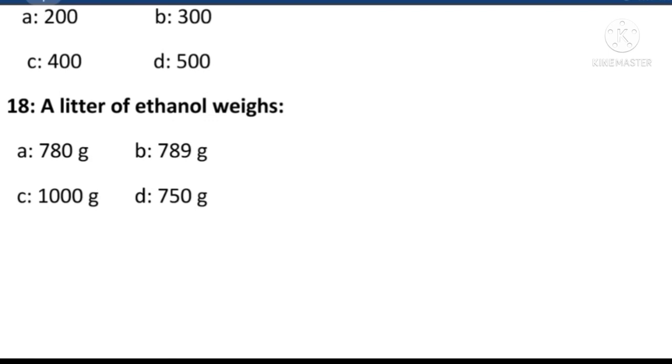And next question. A liter of ethanol weighs 780 gram, 789 gram, 1000 gram or 750 gram. And the answer is B, 789 gram. A liter of ethanol weighs 789 gram. B is correct option.